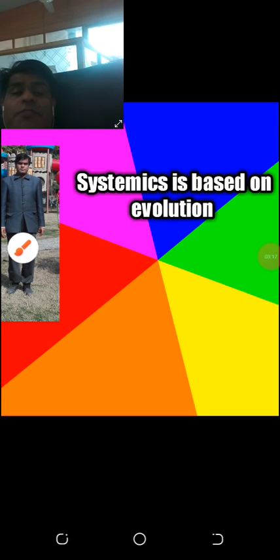Two types of classification I mentioned: one was systematics, one was taxonomy. And in systematics, I told you its integral importance, when plants and animals are classified on the basis of evolution, the common ancestor. The animals living in today's era are different from the animals living 300 years back. Why are they different? Because evolution takes place. Why does evolution take place? Because the habitat changes. What is binomial nomenclature? The genus and the species.